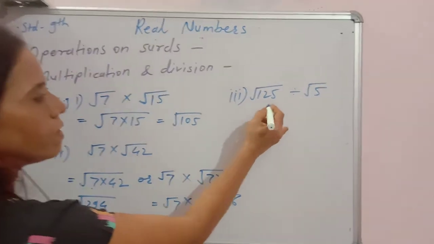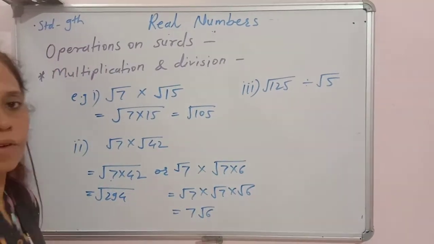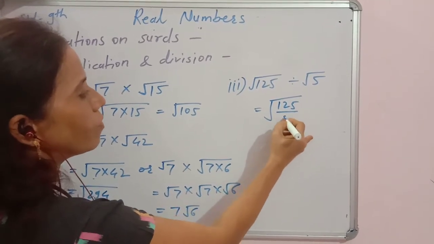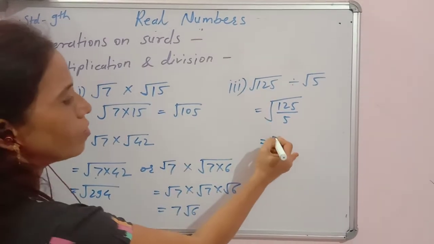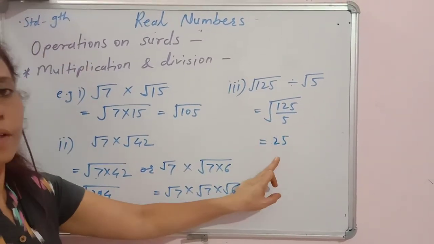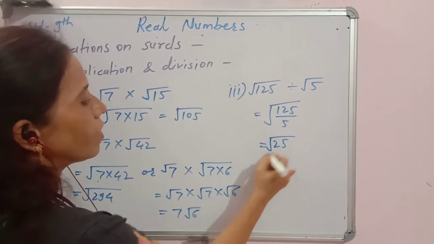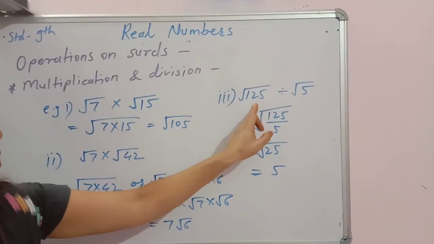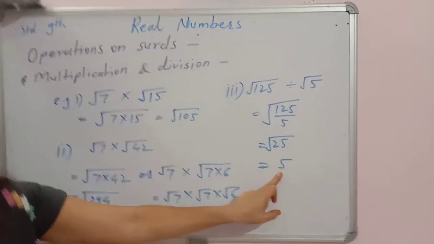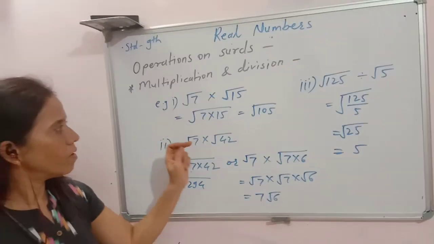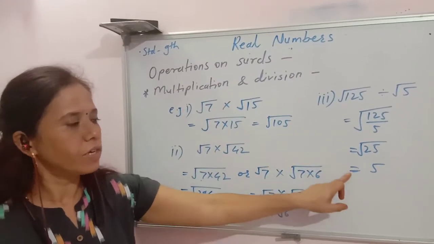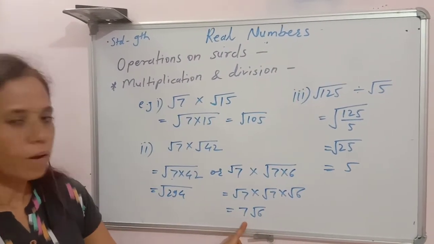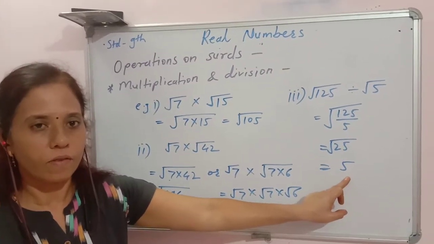Now for division, see here root 125 divided by root 5. Again by the rules of indices you can write it as root of 125 upon 5, and 125 divided by 5 is 25, so root 25, and therefore the answer is 5. So the answer of the division of these two surds is 5, which is a rational number. It means the product or the division of two surds may be a rational number or it may be an irrational number.